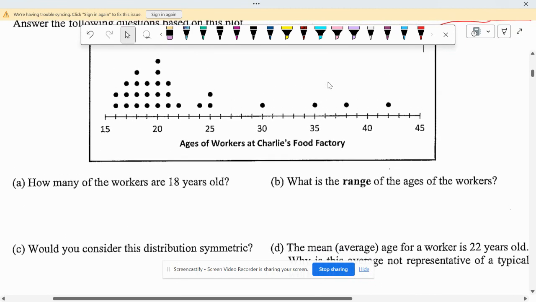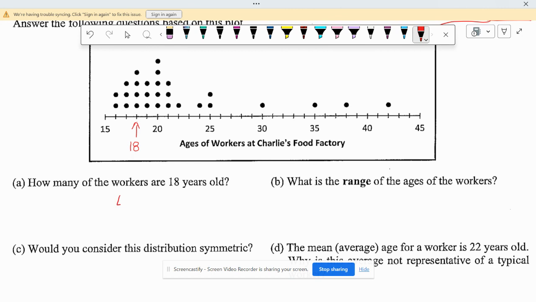How are we going to determine that? Where is number 18? Yeah, these are counting by one. So 16, 17. So this right here represents 18-year-olds. So how many 18-year-olds are there? 4. There are 4 dots. So that means there are 4 18-year-olds.